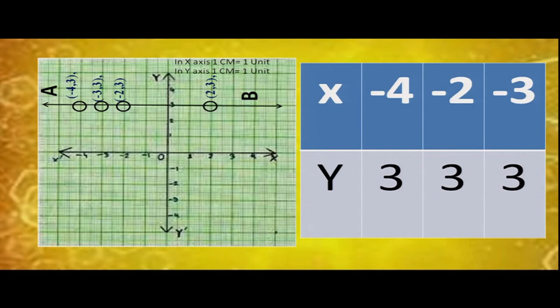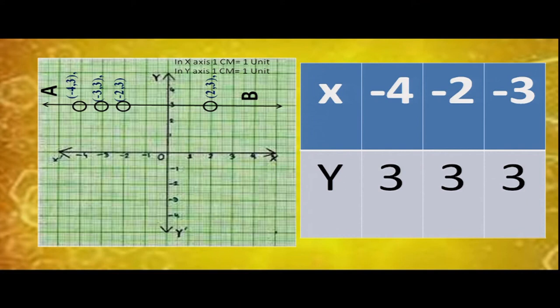Let's have a look at the points on the graph: (−4, 3), (−3, 3), (−2, 3), (2, 3). In all these points, 3 is common, that is y = 3. So, this is the straight line AB that satisfies the equation y = 3 or y − 3 = 0. So, this is a graph parallel to the x-axis.